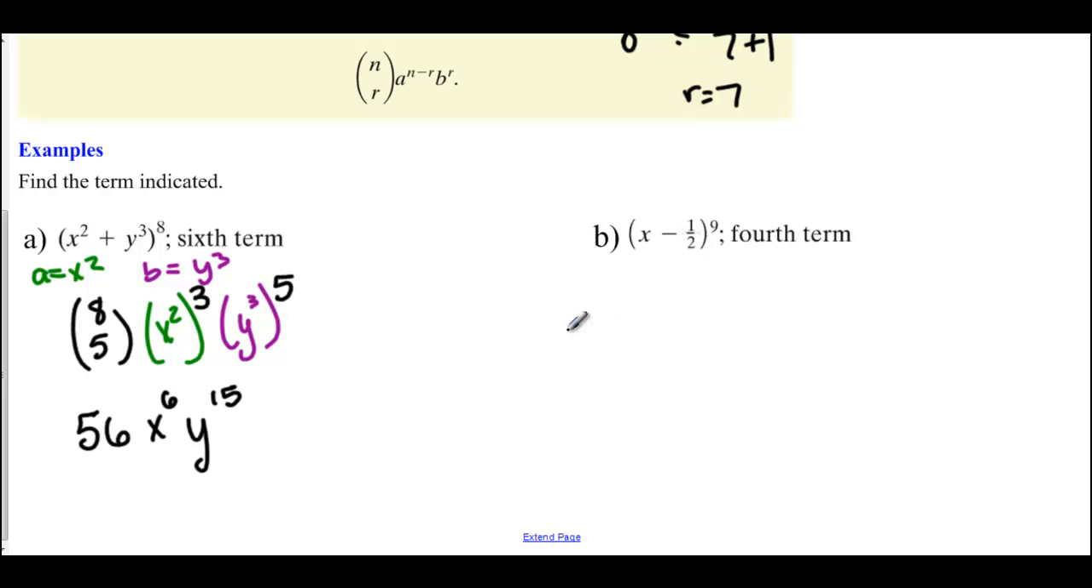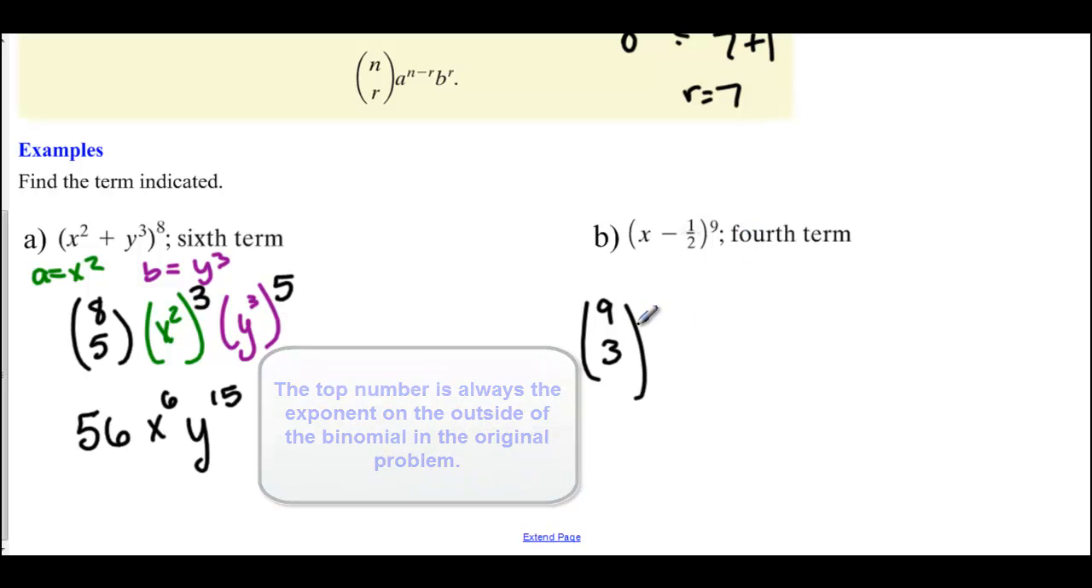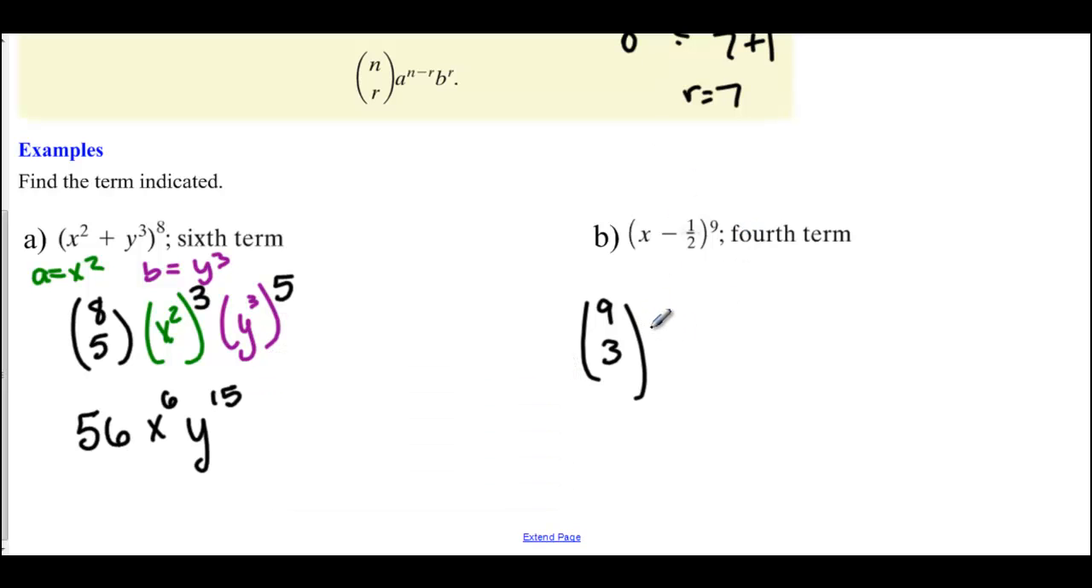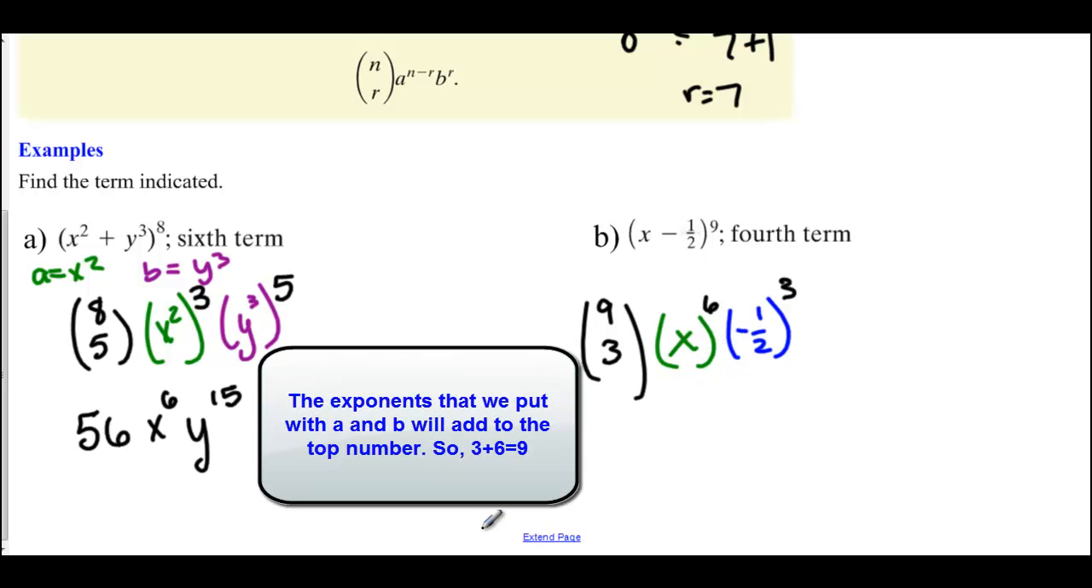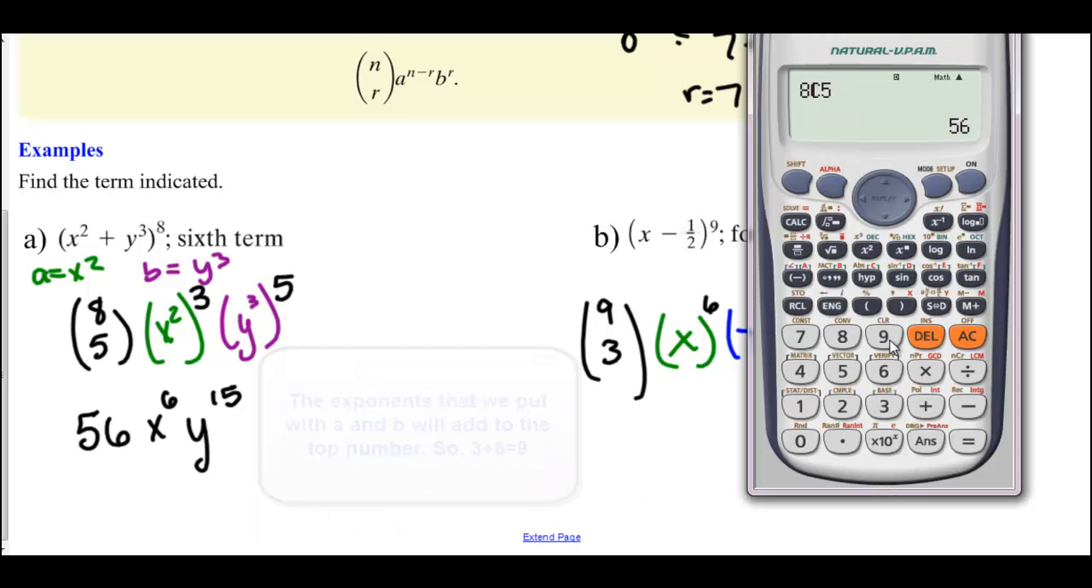So for our coefficient, what's the top number? 9. What's the bottom number? 3. Right, so whatever term we're after, do 1 less. All right, and then our A is what? Okay, and then our B is what? -1/2. Okay, and then what exponent goes with that -1/2? 3. What exponent goes with the x? 6. Beautiful. All right, so the 9 choose 3. I'm going to ask my calculator to help.